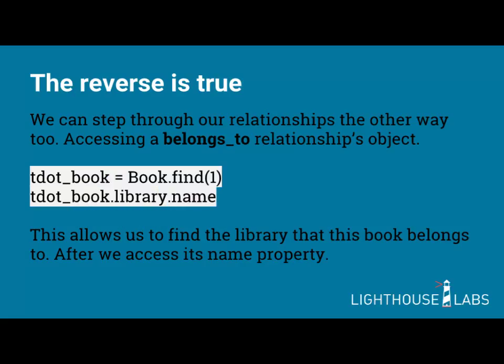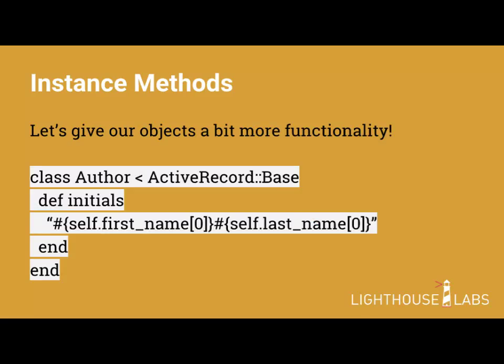Okay, so the reverse is also true. Find a book. Because this book belongs to a library, I can find out whatever information is contained in that library record. Flip side, there you go. Two-way linkage. Okay, instance methods.